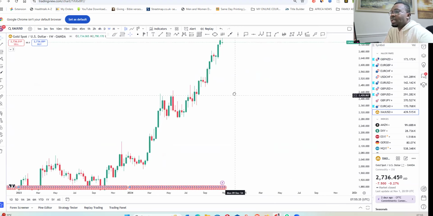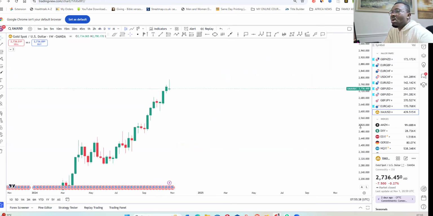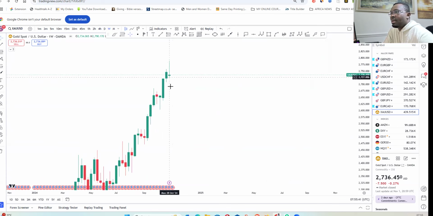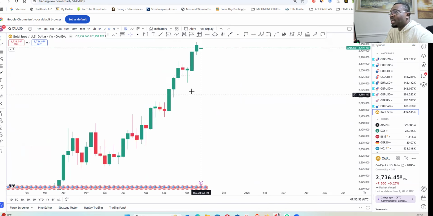So this is the weekly candle of gold, and we can see that there is a strong rejection to the downside. So a minor drop may happen. So first of all, this is weekly. So we may have another weak candle that may drop lower because of the behavior of that candle.